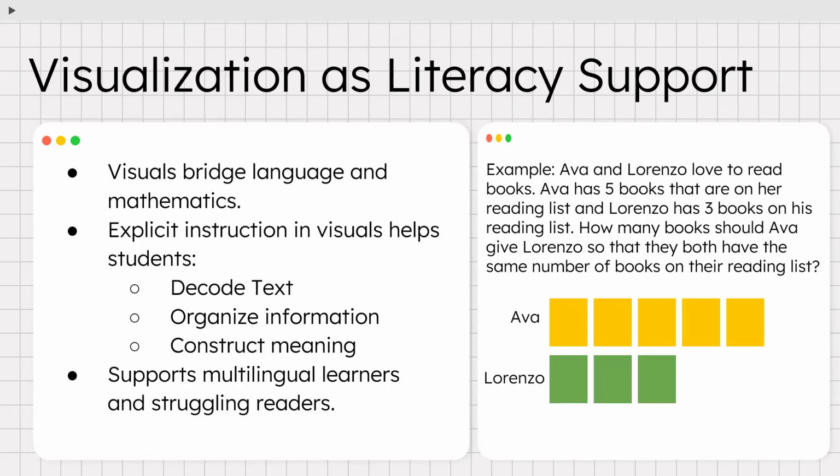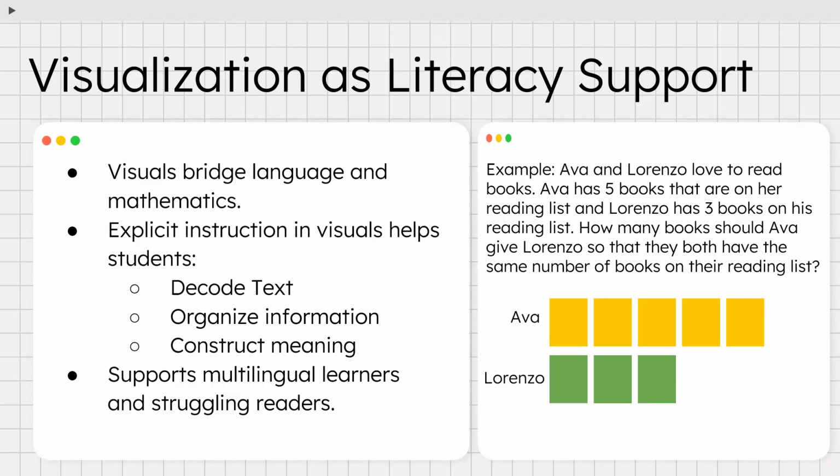Let's look at this example here. Ava and Lorenzo love to read books. Ava has 5 books that are on her reading list, and Lorenzo has 3 books on his reading list. How many books should Ava give Lorenzo so that they both have the same number of books on their reading list? So we need to decode the text here. Ava has 5 books, Lorenzo has 3 books.